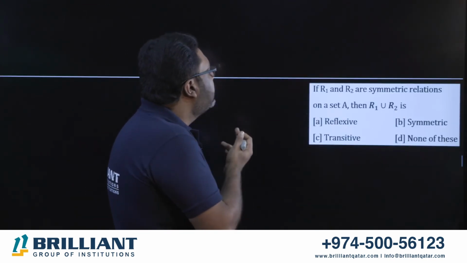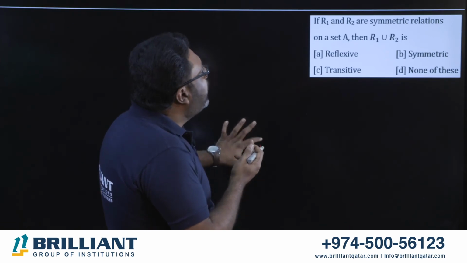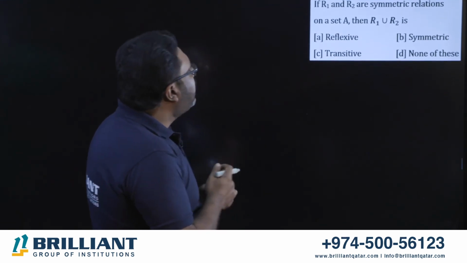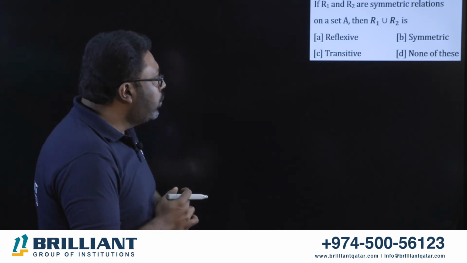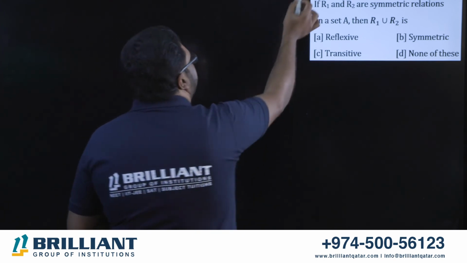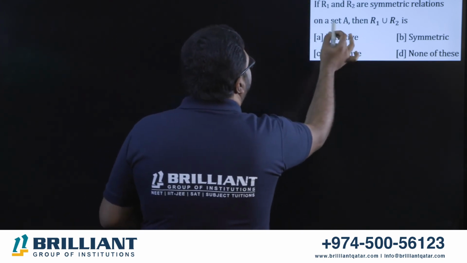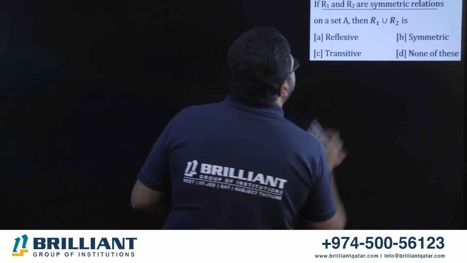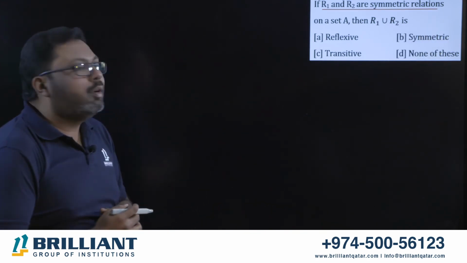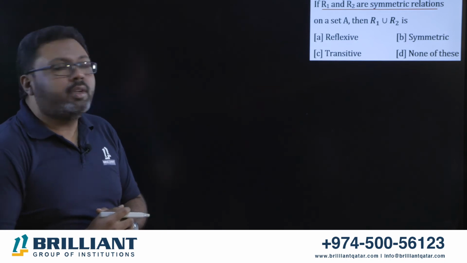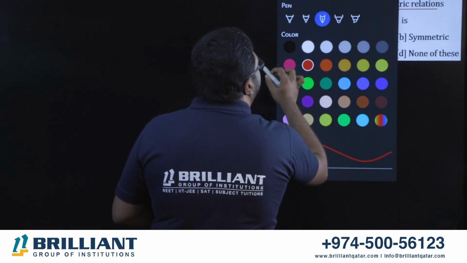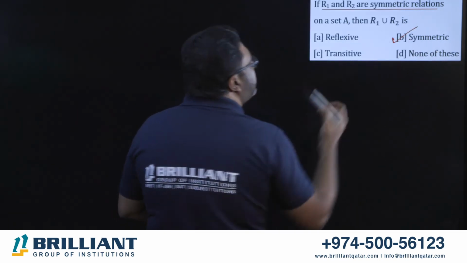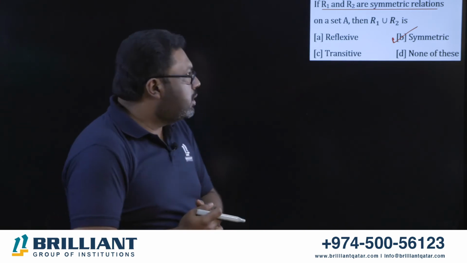Okay, R1 and R2 are symmetric relations on a set A, then R1 union R2. It's again a property, my dear students. It's a very simple property. If R1 and R2 are symmetric relations, then what is going to be R1 union R2? R1 union R2 is also going to be a symmetric relation. Direct answer.